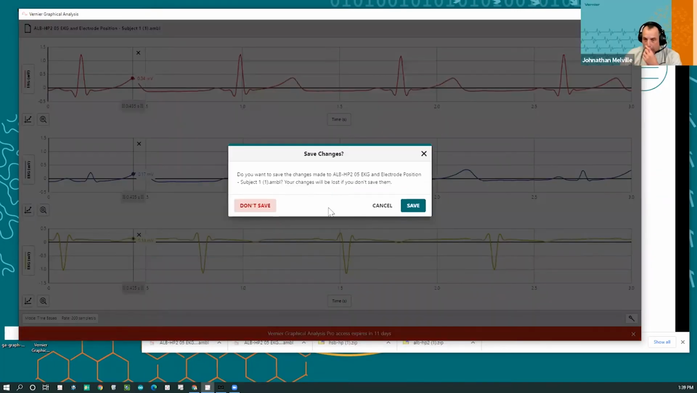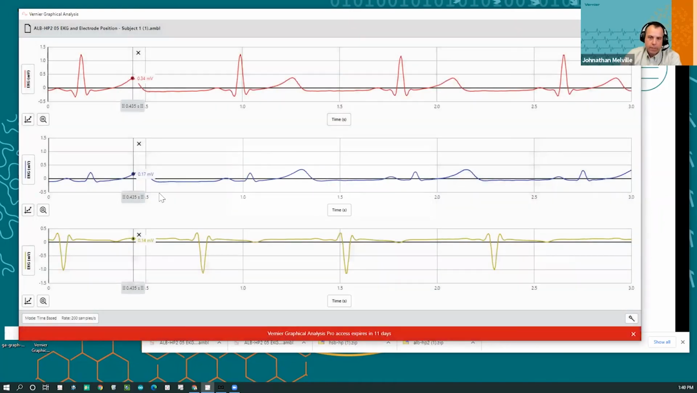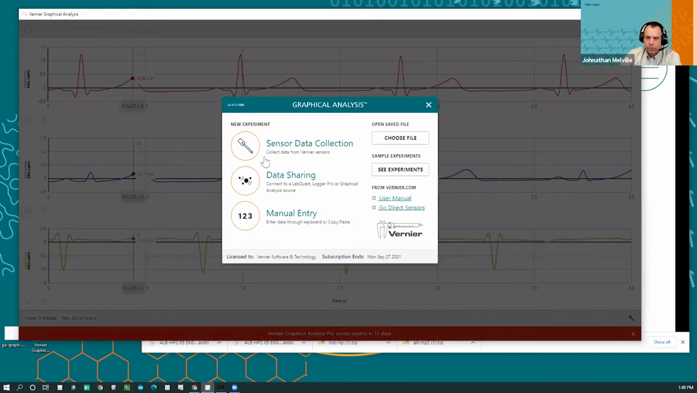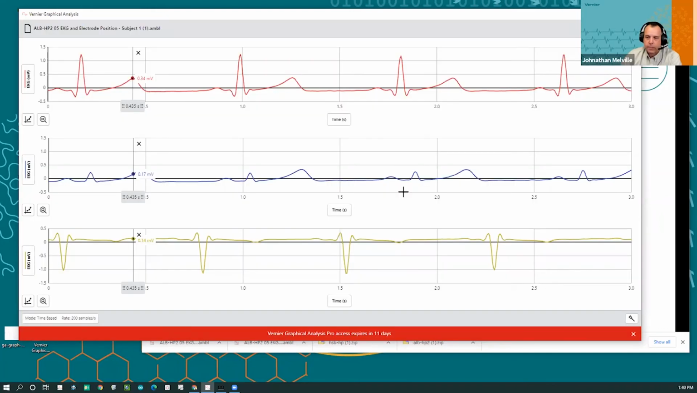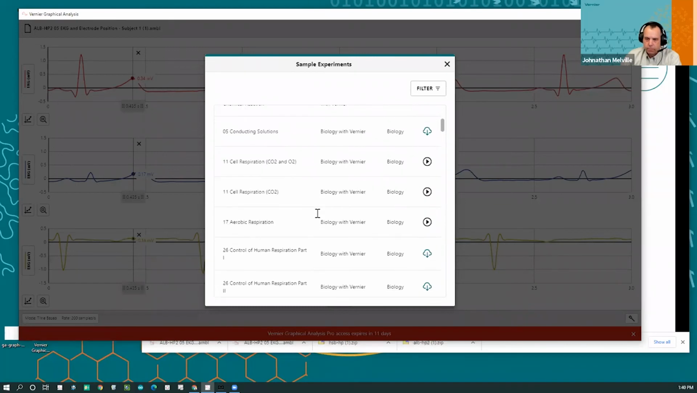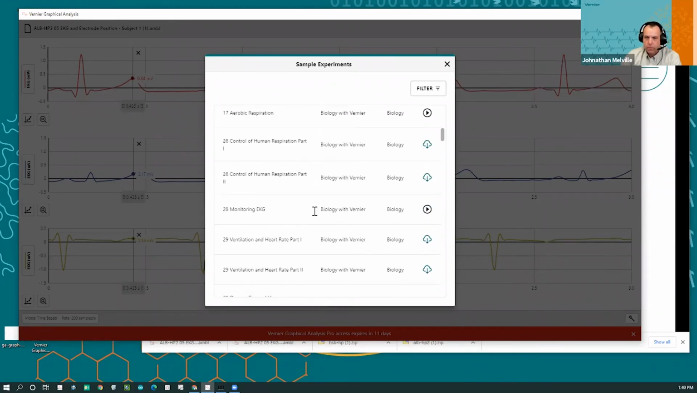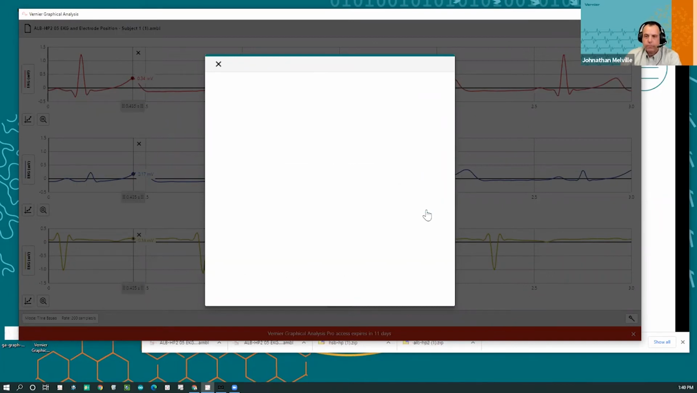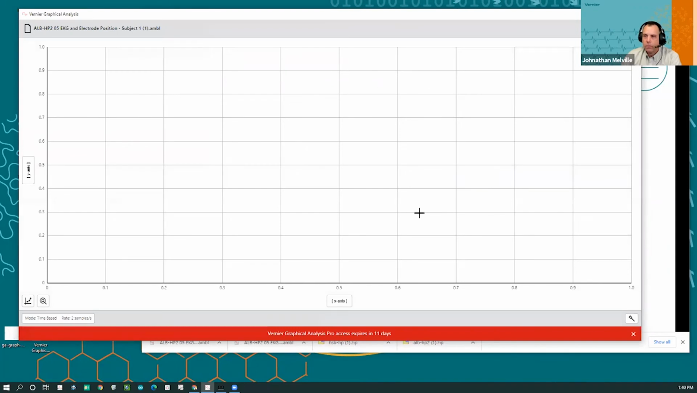Let's just say that you had a student that didn't make it to class. You could create your own video with an EKG tracer. You could take this data and put it in there. We have some preset experiments, so if you go in and say see experiments, we have some that are already listed. Here's monitoring EKG. This is from Biology with Vernier, but you could create your own, and I can show you how to record data here. Let's wait for it to launch.